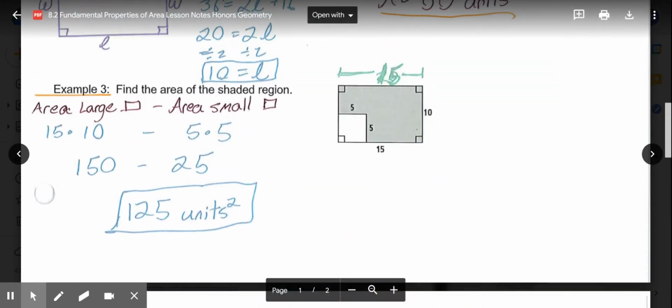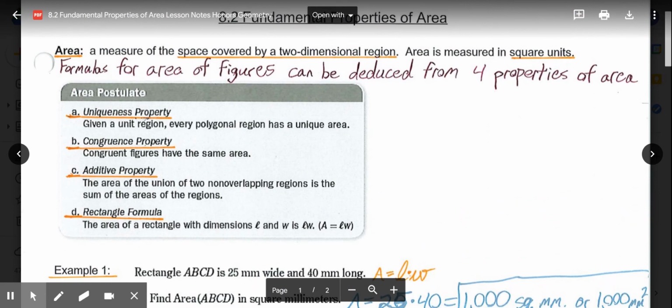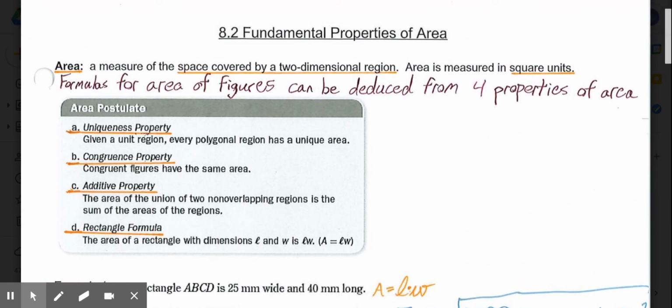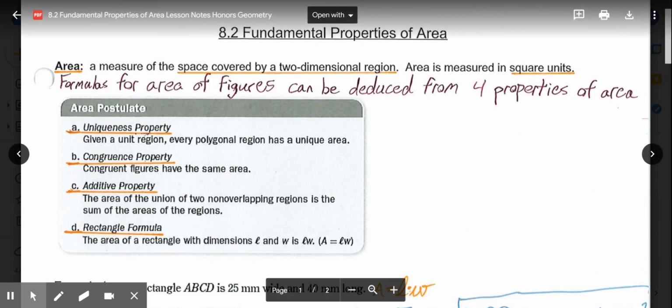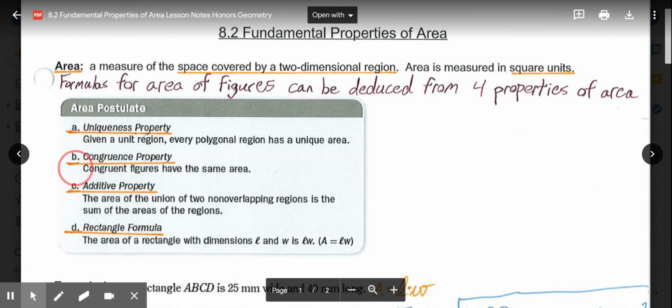So going back to the original part, we are just basing everything off this idea that area is the space covered by a two-dimensional region, and that the area postulate breaks down into these four key pieces.